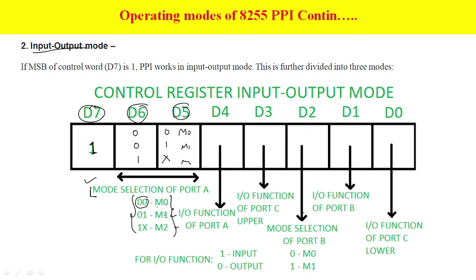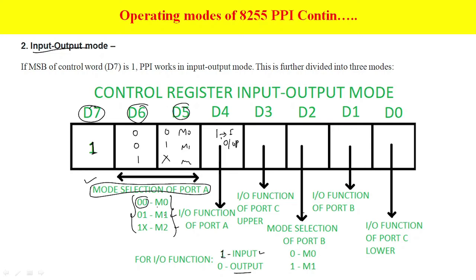So this is the mode selection of port A. It depends on D5 and D6. D4 is basically for the I/O function of port A. That means if it is 1, it means input, and 0 means output. So if it is 1, port A will be input. If it is 0, port A will be output.